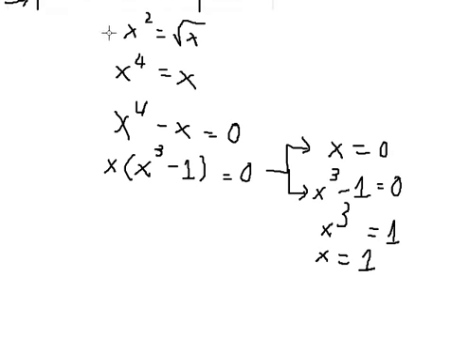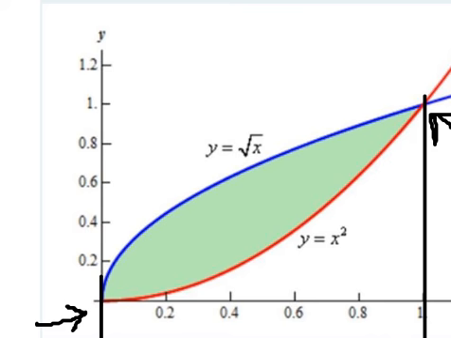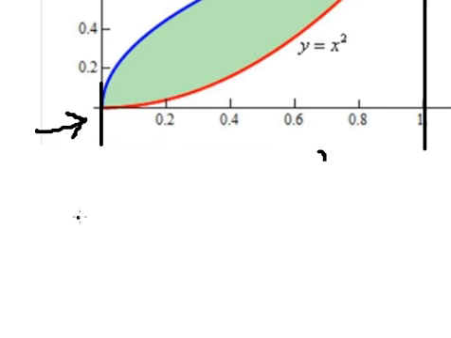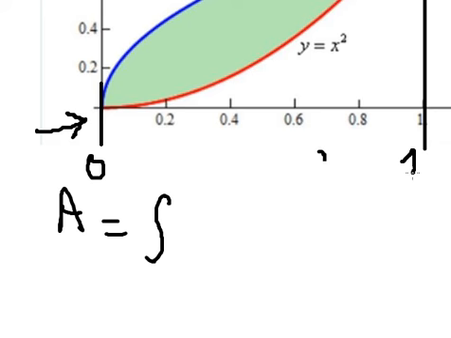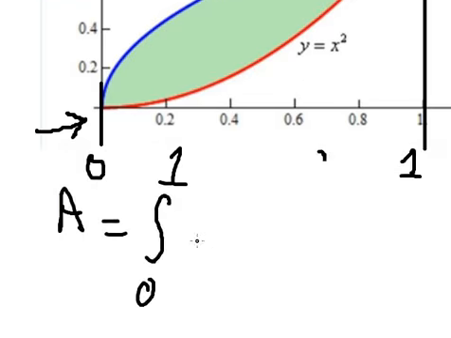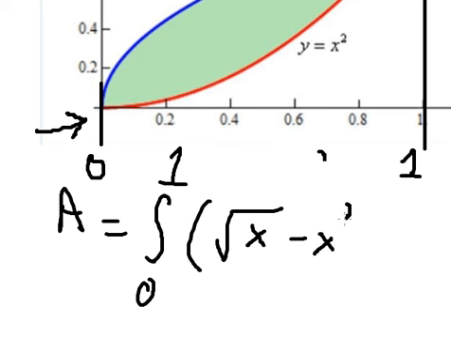So after we find this intersection, we look at the graph. We see that the square root of s is above s squared in here from 0 to 1. So if we set up the area, we need to put the bounds from 0 to 1. The square root of s will go first, later we need to minus s squared ds.